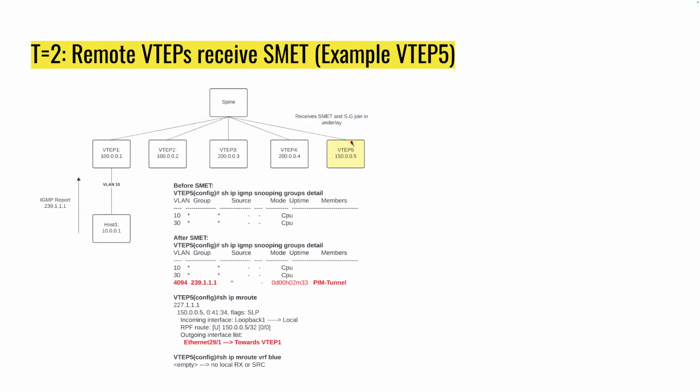So once the remote VTEP receives the route, it creates a snooping entry in VLAN 4094 and puts a PIM tunnel across it. Because of the underlay joins that VTEP 1 has initiated, we have also completed this underlay tunnel, where the incoming interface is loopback 1 and the OIL is Ethernet 29/1, which is towards the spine, which in turn faces VTEP 1. And if you look at show ip mroute in VRF blue, that would be empty because we have neither a source nor a receiver on that VTEP yet.